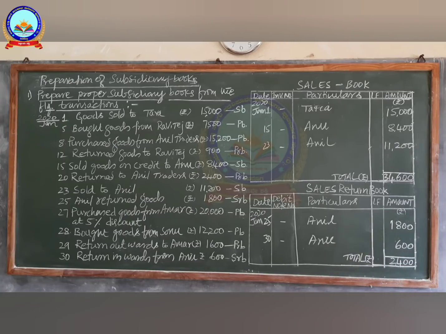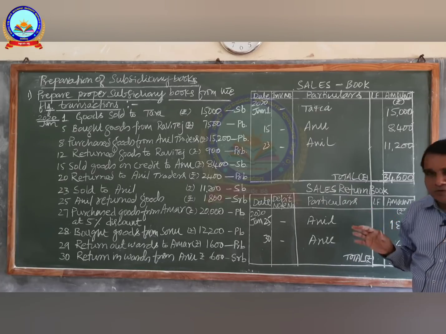When the problem is asked for 12 marks in the examination, there is no doubt all of you have to prepare the four subsidiary books: sales book, sales return book, purchases book and purchases returns book.